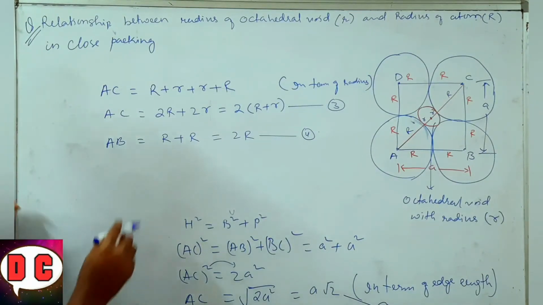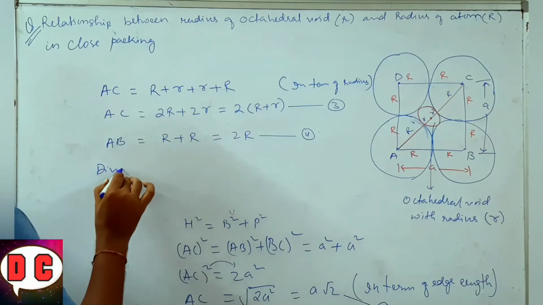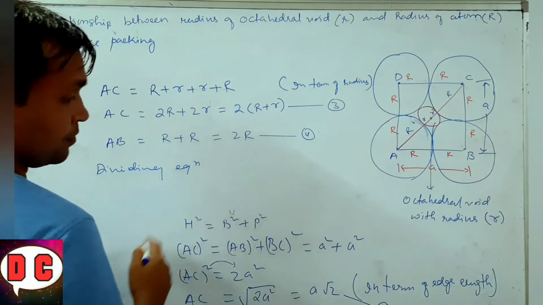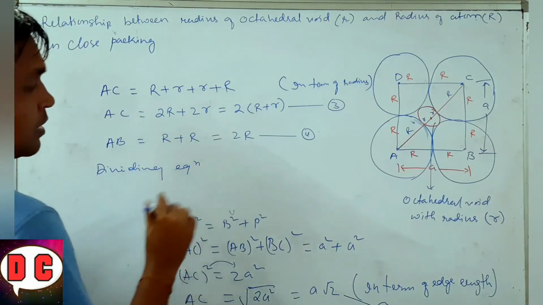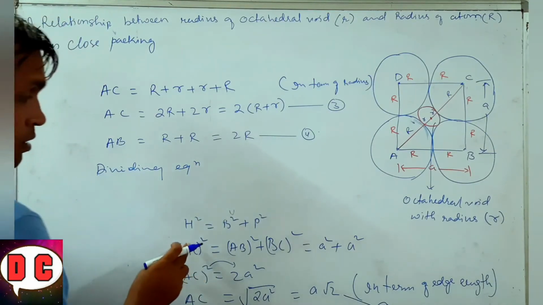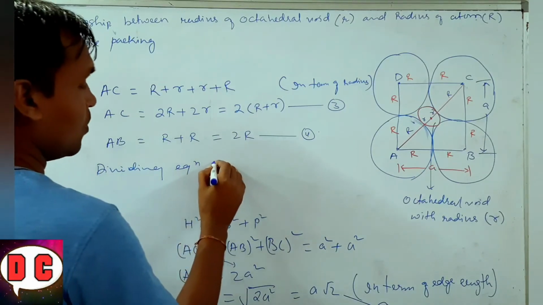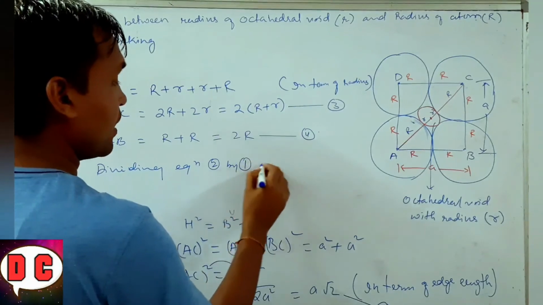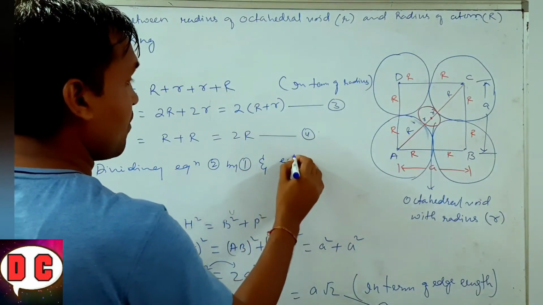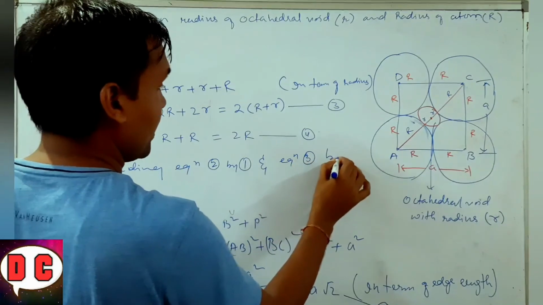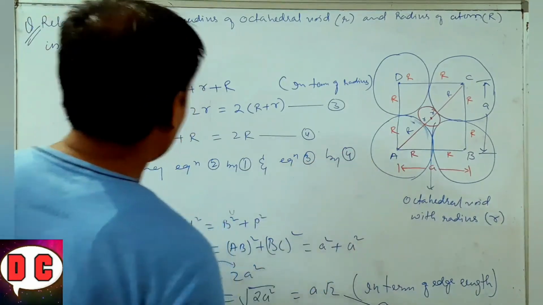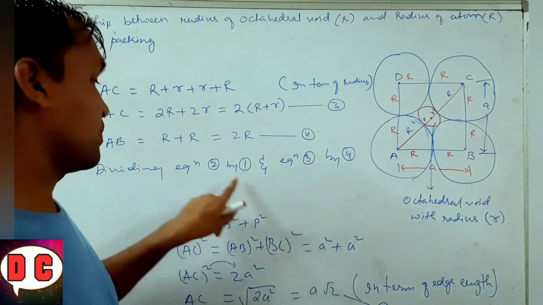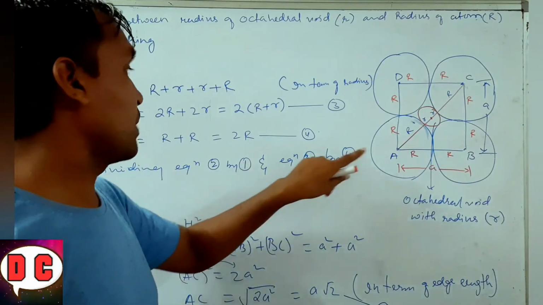So now what will we write? Dividing equations. Okay, dividing equations. Dividing equations 2 by 1 and equations 3 by 4. So remember, look very carefully: dividing equation 2 by 1, and equation 3 by 4.